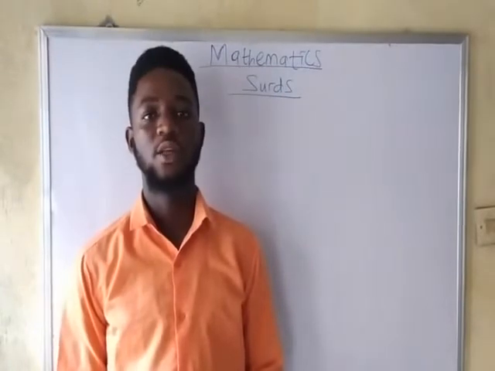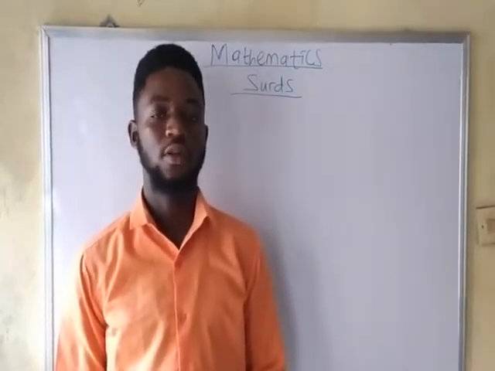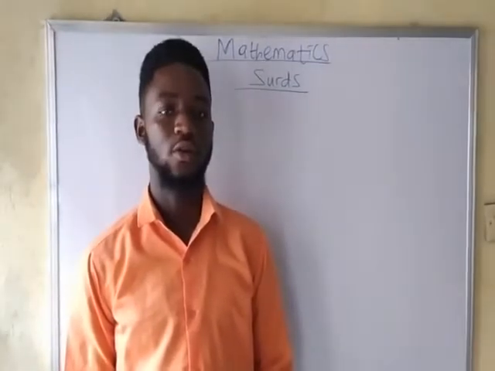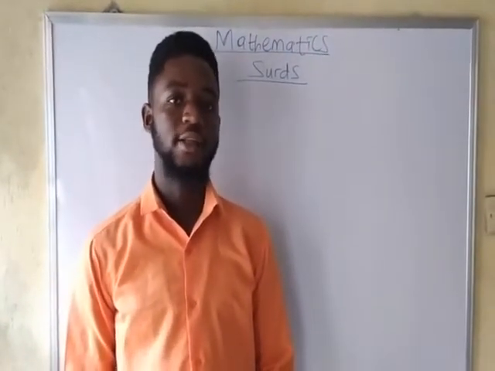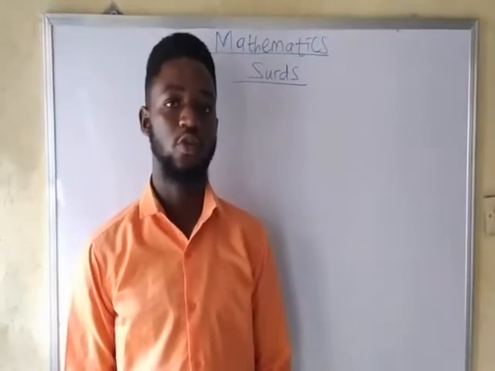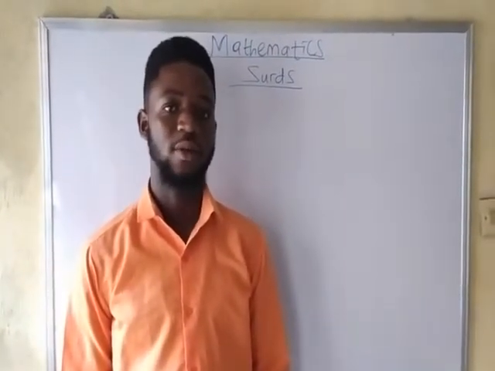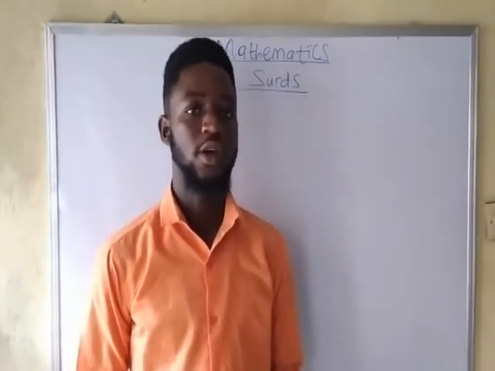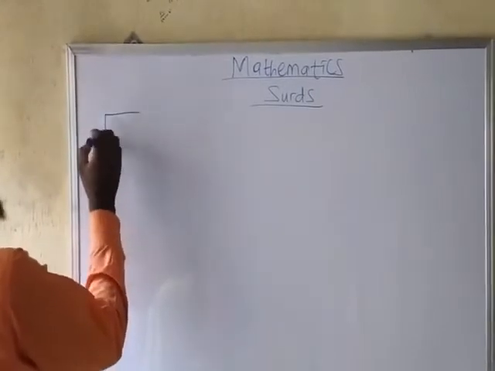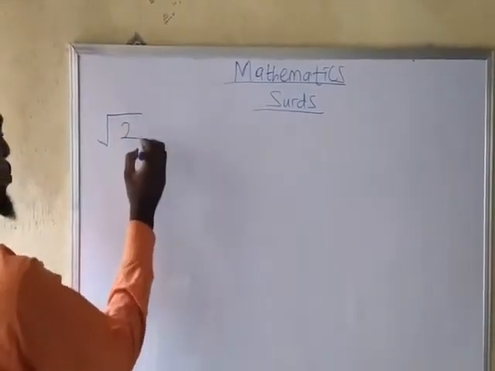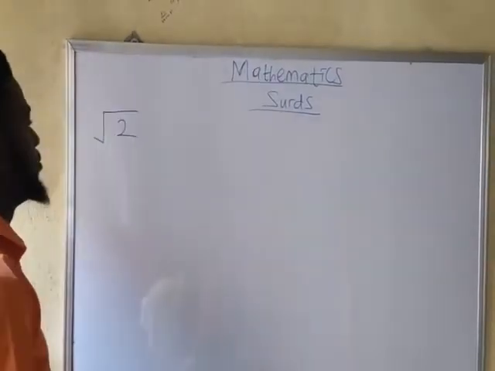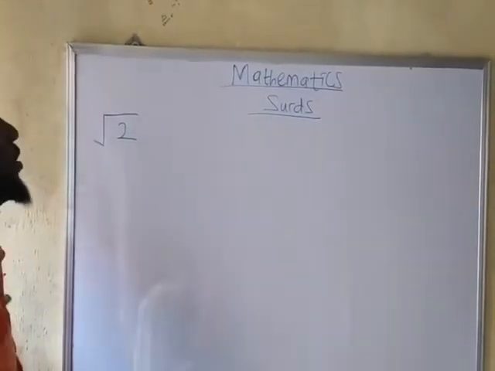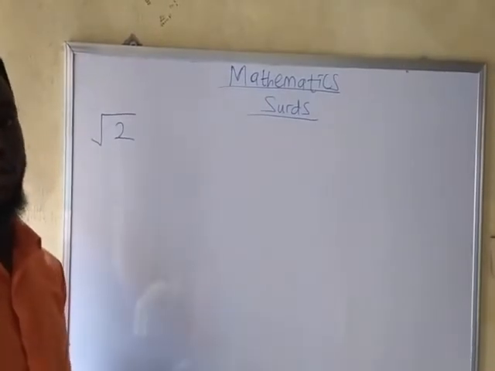Surds is a topic that many students struggle with in secondary schools and first years of university education, and it is important to understand the principle of surds as it helps us in other aspects of mathematics and trigonometry. So let us understand what is a surd. A surd is basically a number that is enclosed in the square root sign, in layman's terms. So if I have root 2, I can say that root 2 is a surd because it is enclosed in a square root sign, and that is what a surd means.